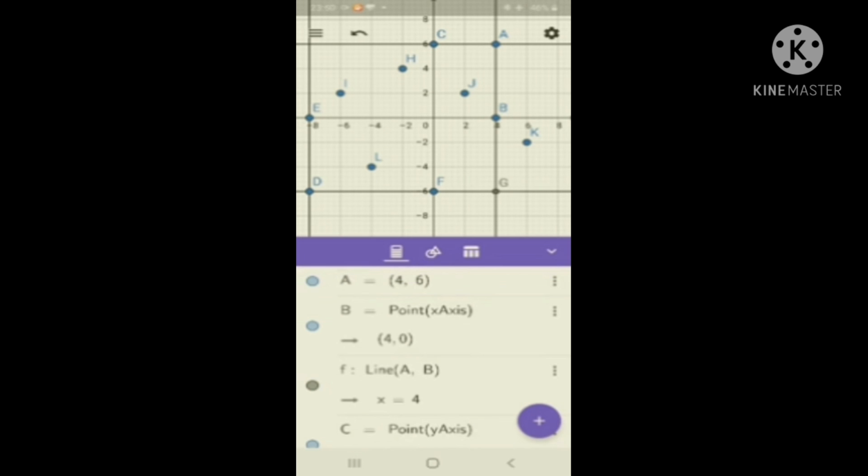So this is the app, and by this app you can show points on the graph, means the Cartesian system, or plot the points on the Cartesian system, or find the coordinates of the points which are shown in the Cartesian system.